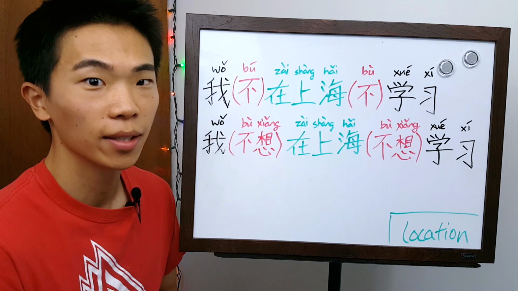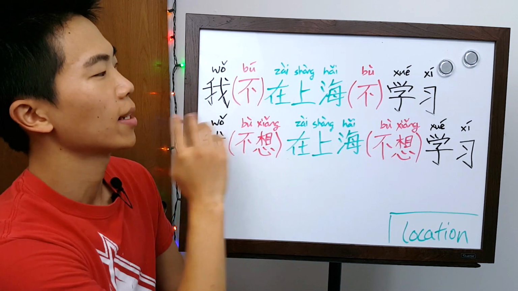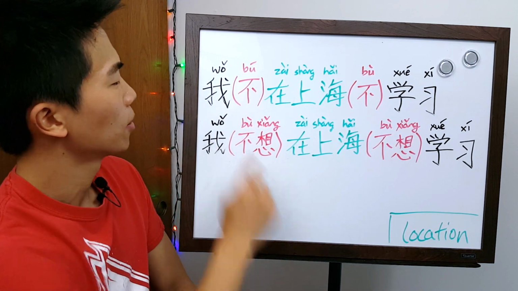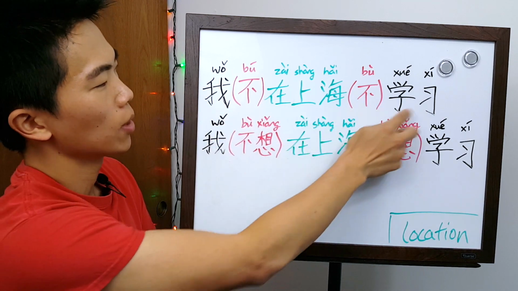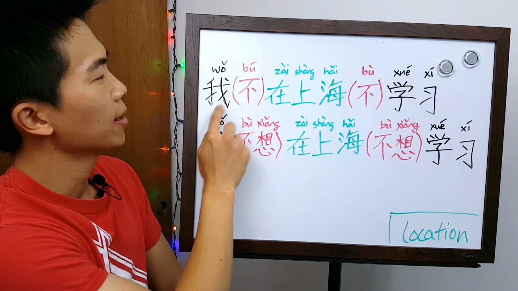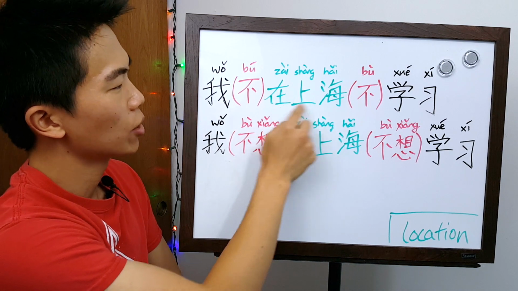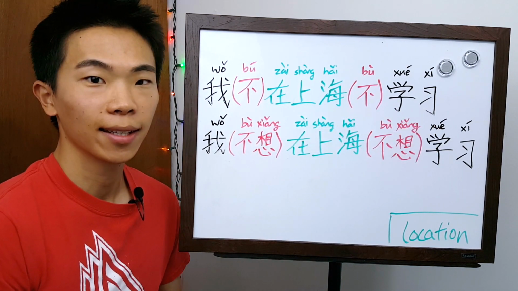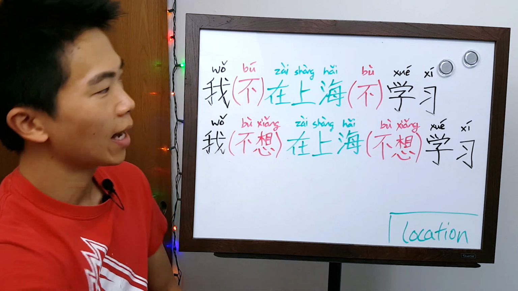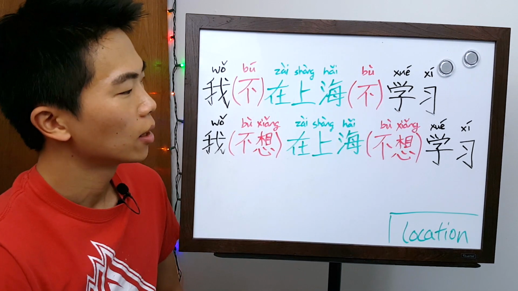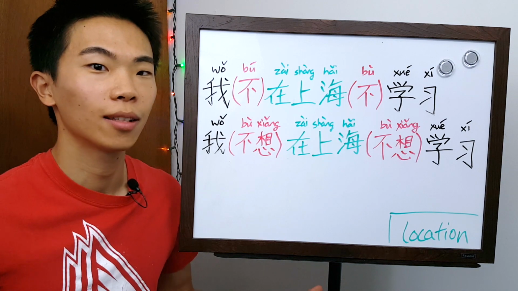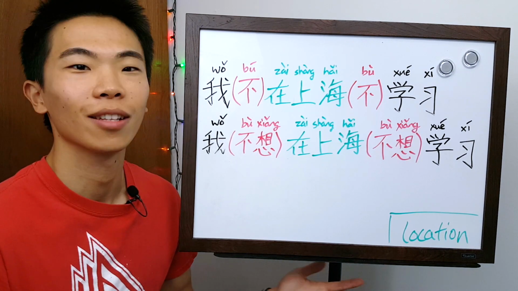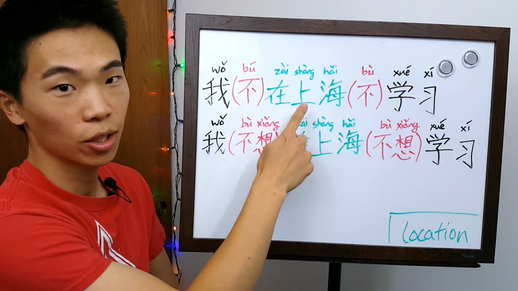So, first sentence and first scenario is 我不在上海学习. I not in Shanghai study. So in that sentence, you're saying, I'm not studying in Shanghai. But you're implying that you are in fact studying, just not in Shanghai. Maybe you're studying in Germany. Maybe you're studying in France. But you are studying not in Shanghai.